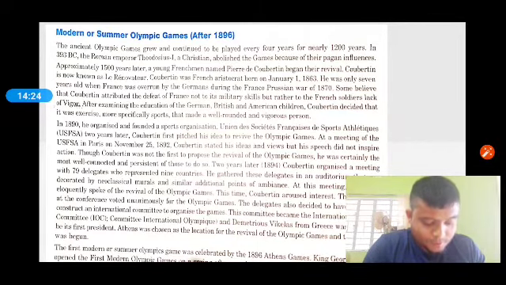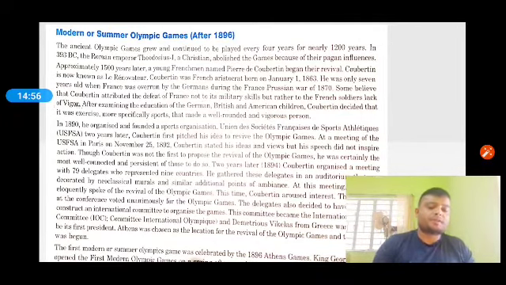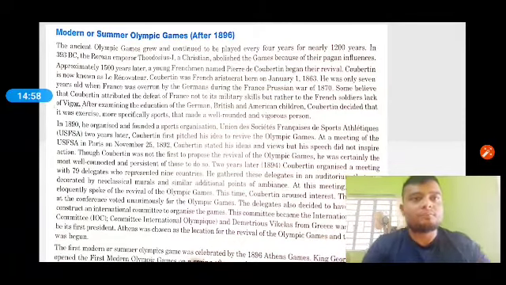And the first modern Summer Olympic Games was celebrated at the 1896 Athens Games. Again, after 1500 years, that was the first time the Olympic Games was held. King George of Greece opened the first modern Olympic Games on a spring afternoon in 1896. And the games were held before a stadium crowd of 65,000 people. So just imagine what the atmosphere must have been.